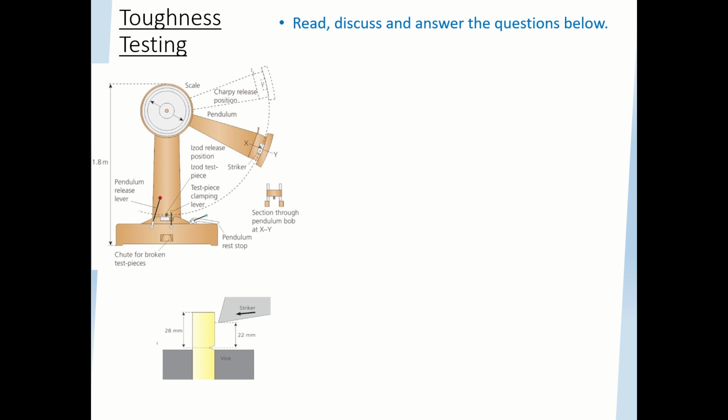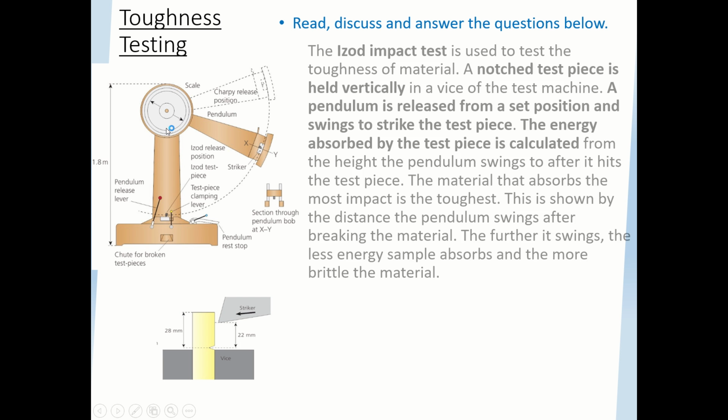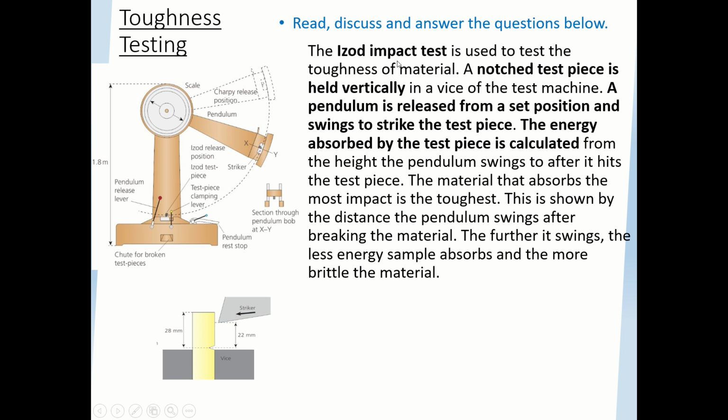So the next test is toughness testing. It'd be good to sketch this. This is with a machine commonly called an Izod impact test, and this is where you test the toughness of the material. A notched test piece, a notch being a little cut, is held vertically in a vise of the test machine, and then a pendulum is released from a set position and swings down and strikes the test piece. The energy absorbed by the test piece is calculated from the height the pendulum swings after it's hit.